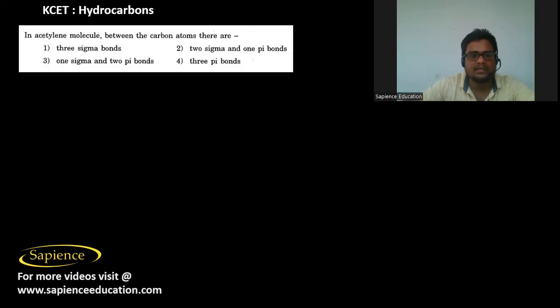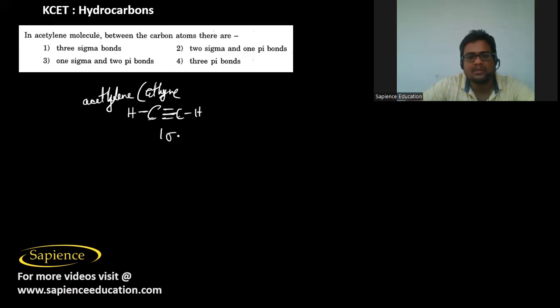Then it is told: in acetylene molecule, in between the carbon atoms. So acetylene, or it is also called ethyne, has the structure C2H2. In between the two carbon atoms, we have one sigma bond and two pi bonds. So option 3 is the correct answer.